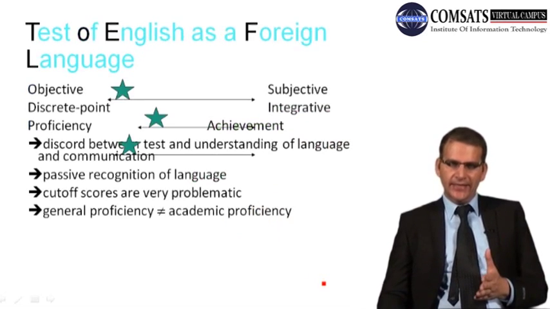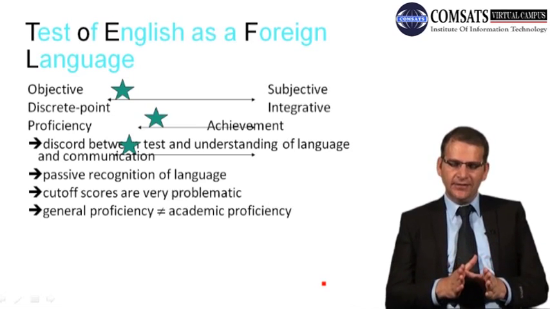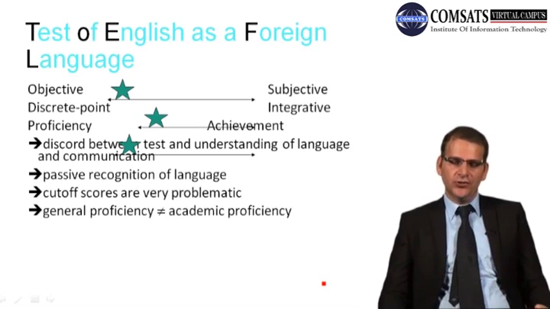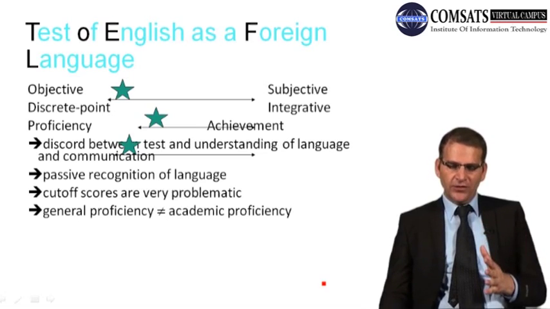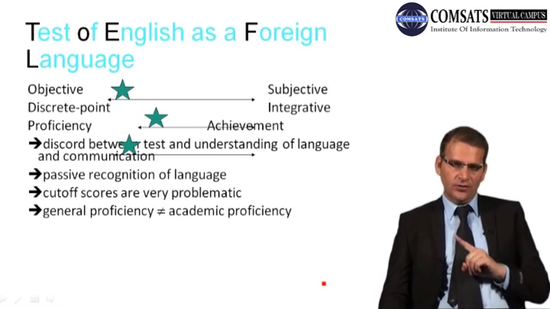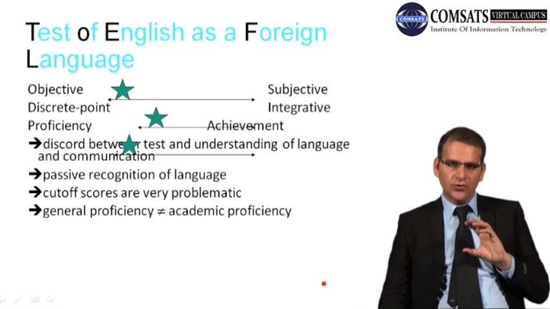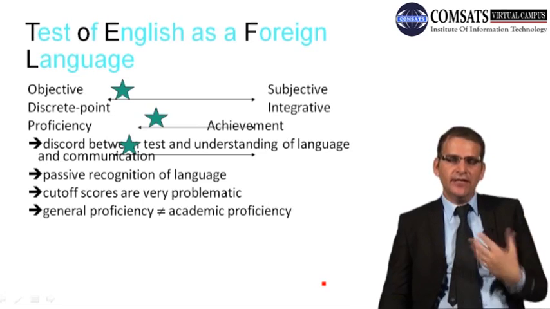Moving on, what happens in this test? There could be objective part, subjective, discrete point or integrative, proficiency or achievement. These tests have issues: discord between a test and understanding of language and communication, passive recognition of language, cut-off scores are very problematic, general proficiency and academic proficiency. I hope you understand. So, my dear students, this test is the TOEFL we call it. It has various sections. It has a listening section. It has a reading section.